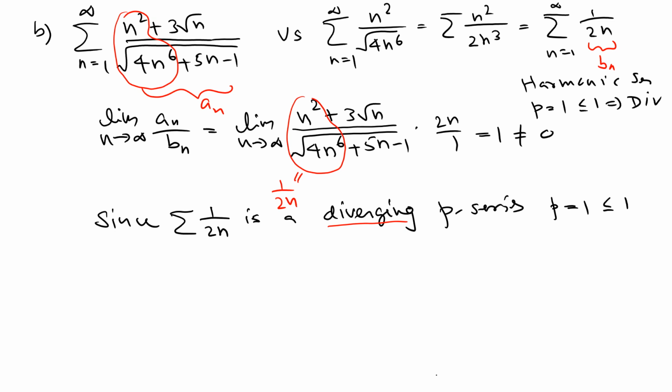So that's a divergent p-series, and the ratio is 1. That means they behave exactly the same way. So by the limit comparison test, the original series sigma a_n diverges. Okay, good. Very simple, but this is everything you need to write. So let's go to the next problem.